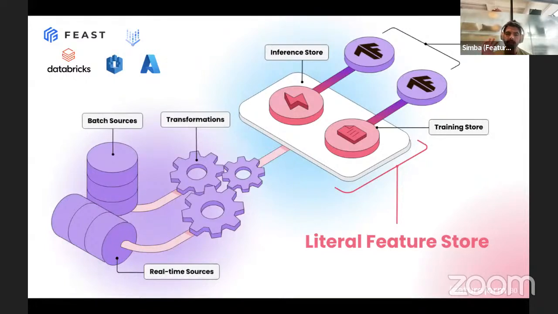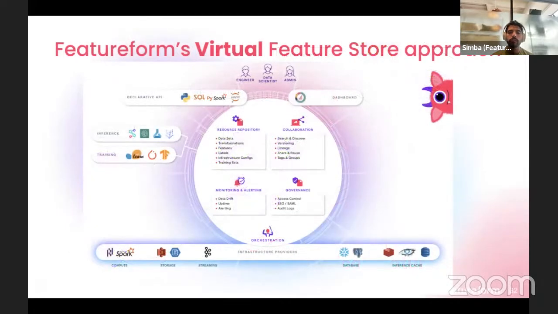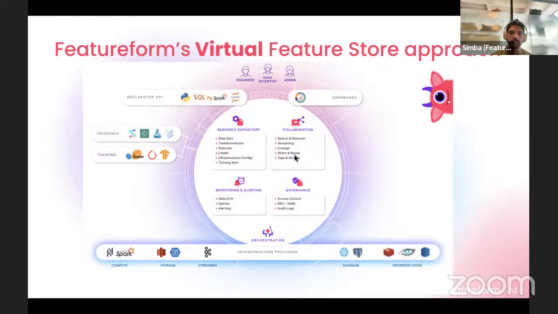Do you just want a place to cache features after they've been created? A literal feature store is the simplest way to achieve that. Do you want a new database engine, like something that replaces your Spark but is built entirely from the ground up for features? Then a physical feature store is your answer. If you're looking for something that's much more about orchestration, about having a source of truth, a definition language for features, but you don't want to replace your data infrastructure, that's where a virtual feature store like Featureform comes into play.